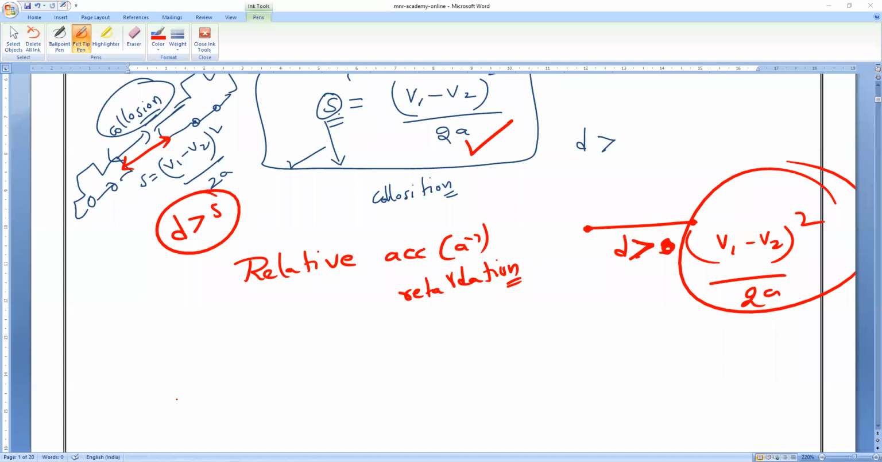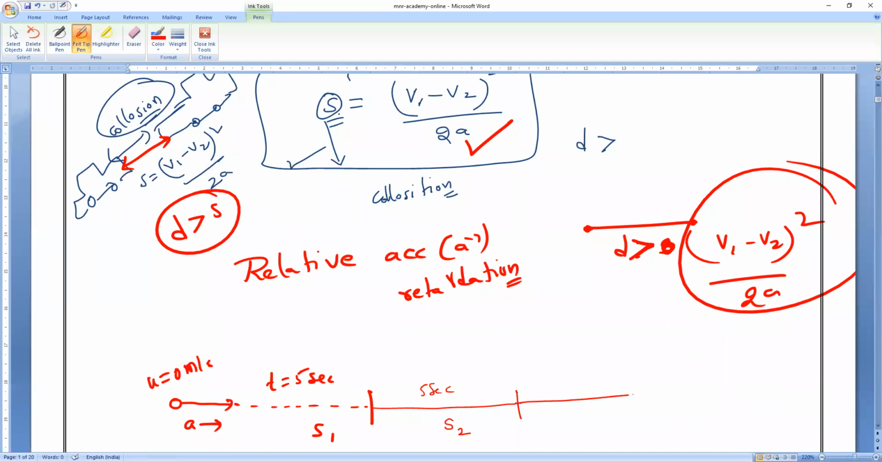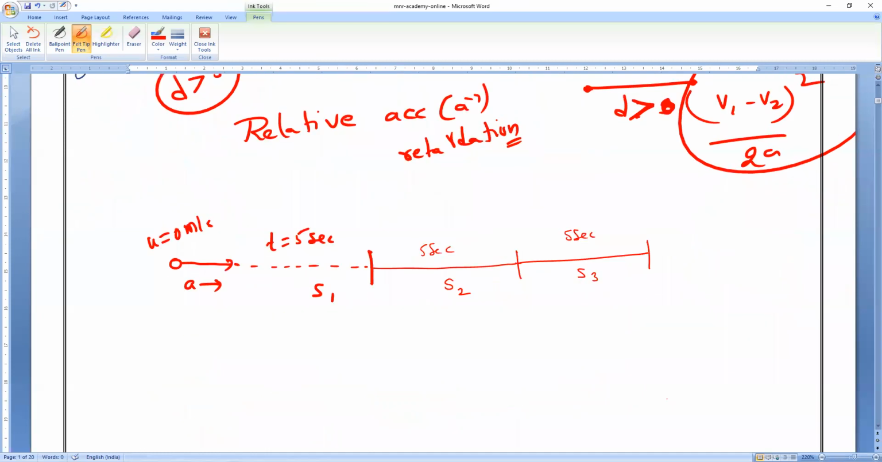So what they are saying is the body is starting from rest and traveling with a constant acceleration. It covers distance S1 in a time period of how many seconds? A time period of 5 seconds, and it is starting from rest. So what is the initial velocity? Starting from rest, the initial velocity is 0. Next, it reaches a certain point. After that, again in the next 5 seconds, it travels a distance of S2, and again in the next 5 seconds it travels a distance of S3. Is it clear, everybody?